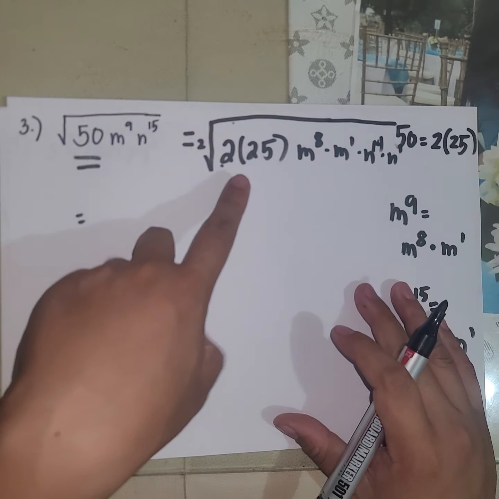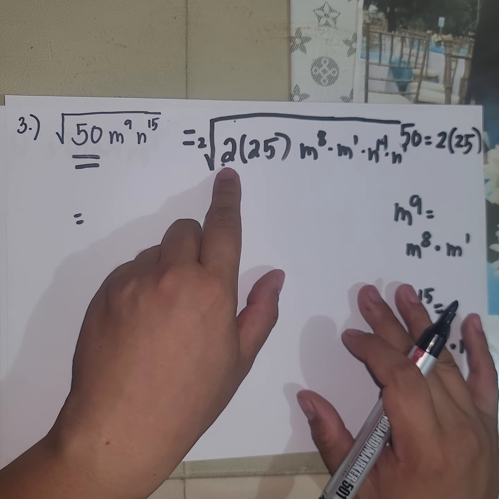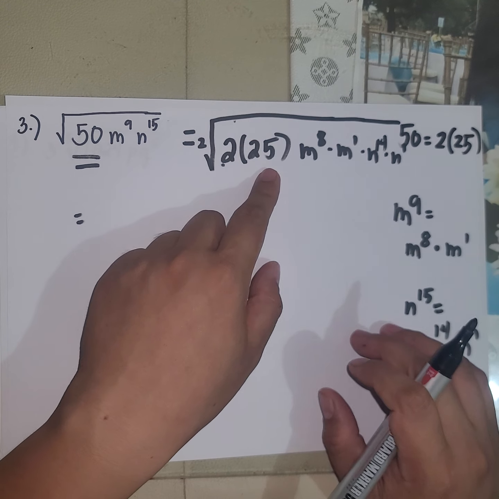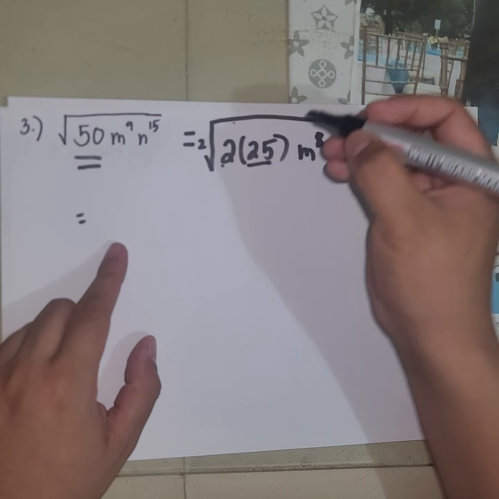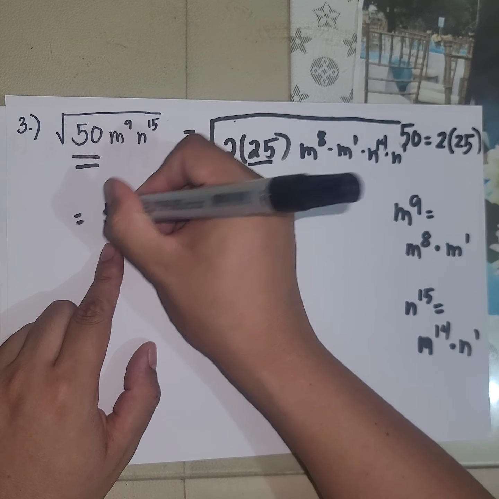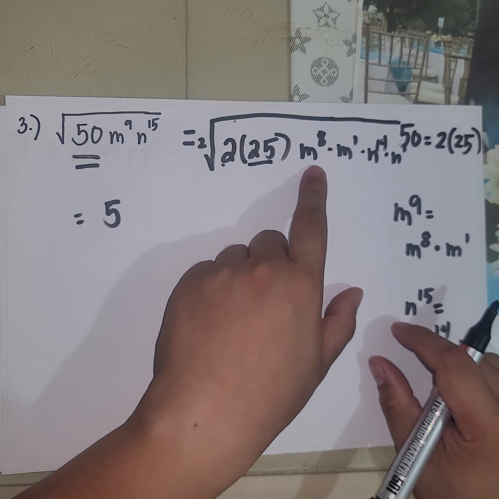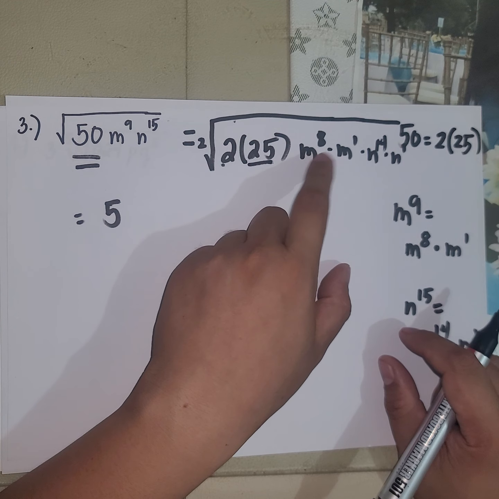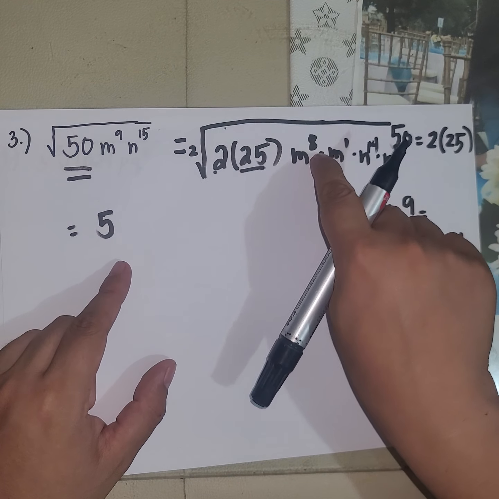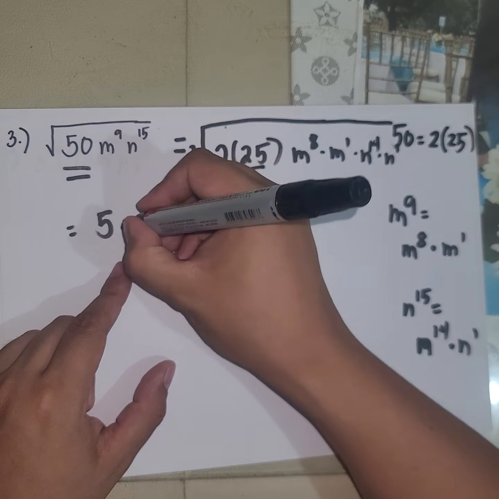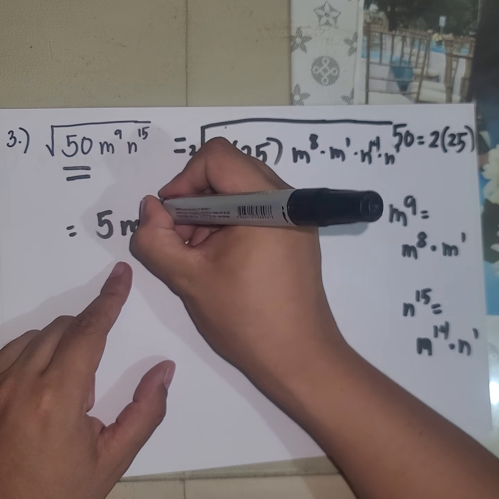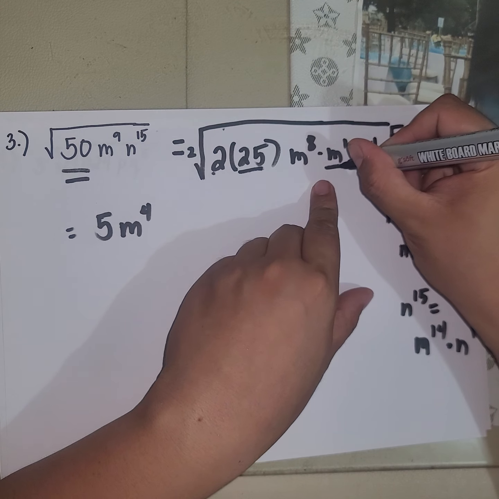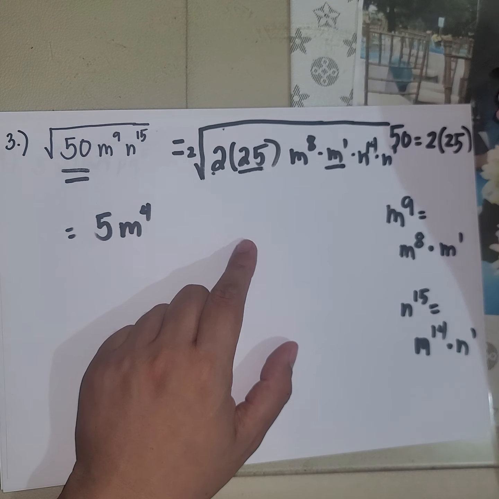Next, kunin natin yung square root ng 25. Bakit di natin kukunin yung square root of 2? Kasi 2 hindi na perfect square number. Yung 25 na lang. Square root of 25, that is 5. Labas mo na. Square root of m raised to 8, 8 divided by 2, that is 4. So, m raised to 4. Next, yung m raised to 1, mariretain siya sa loob ng radical sign.